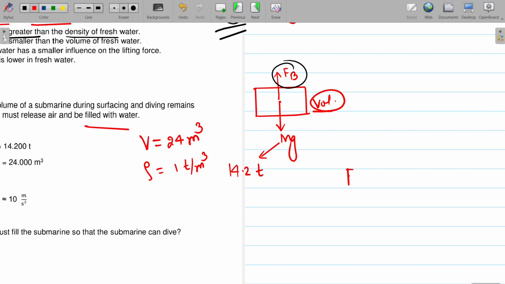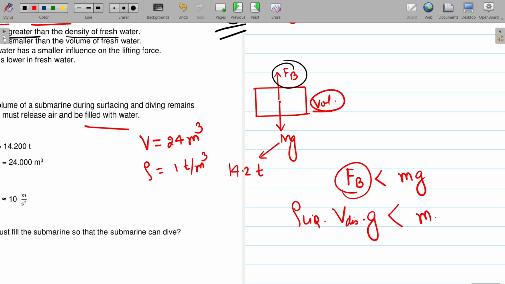FB should be less than mg, right? And FB should be what? FB should be density of the liquid times volume of displaced liquid times acceleration due to gravity, which should be less than mass times acceleration due to gravity. Density of the liquid is 1 ton per meter cube. Density is given, volume is given. This is 24 meter cube. See, the volume of the submarine remains the same. It will always displace this much water. And this is the g.